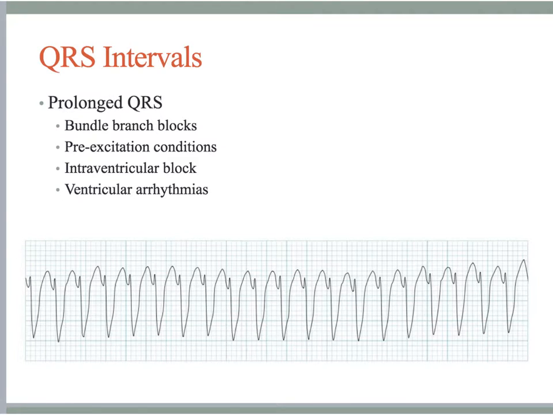Prolonged QRS intervals can be caused by bundle branch blocks, pre-excitation conditions, intraventricular block, or ventricular arrhythmias. On this slide, you can see a wide QRS due to ventricular tachycardia.